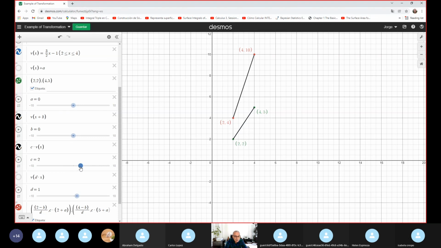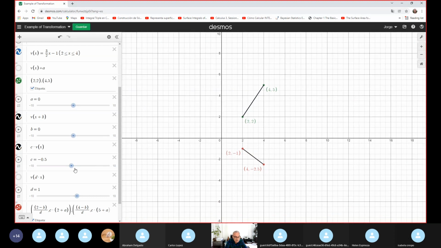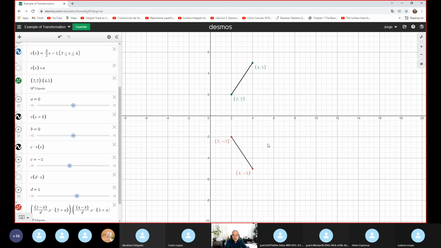However, if C is less than 1, suppose 0.5, 0.8, you see that it is compressed. It's a vertical compression. You see, right? However, if C is negative, it's a reflection. And the perfect reflection is when C is -1. Let me show you, -1 is a perfect reflection. To understand perfect reflection, you multiply by -1, but you multiply the second component, the y.